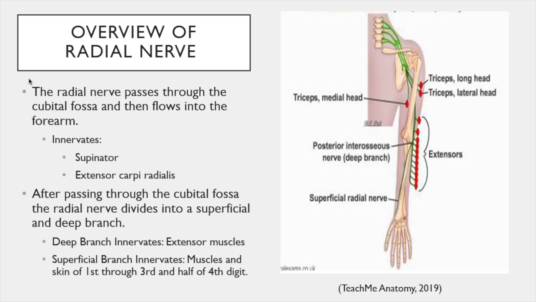The radial nerve passes through the cubital fossa and then flows into the forearm. It innervates the supinator and extensor carpi radialis. After passing through the cubital fossa, the radial nerve divides into a superficial and deep branch. The deep branch innervates the extensor muscles, and the superficial branch innervates the muscles and skin of the first through third and half of the fourth digit.